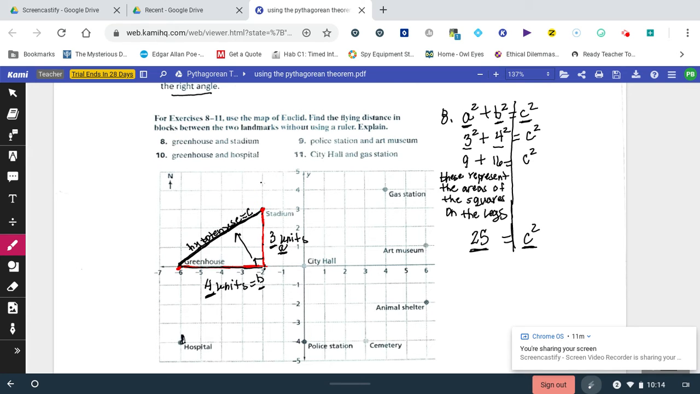So what do you do to areas of squares to get side lengths? Well, you take the square root. So in the end, we'll take the square root of 25 and the square root of C squared. Remember, if this is an equation, what you do to one side, you also do to the other. What is the square root of 25? It's 5. What is the square root of C squared? A square root and a square cancel each other out, and you're just left with C. They're inverses of each other. They undo each other.